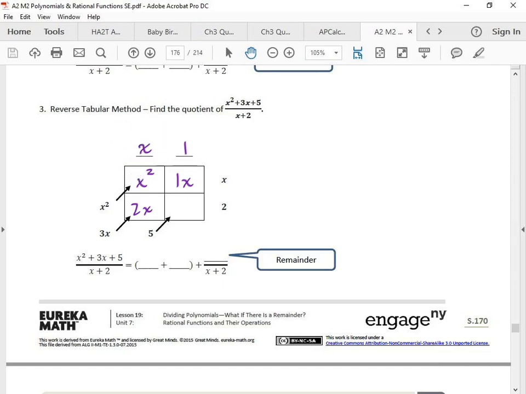Okay, and then we go x times 2. What do you get? 2. Okay, these don't match. That's a problem. So what do we do? What do we do with the 5 and the 2?